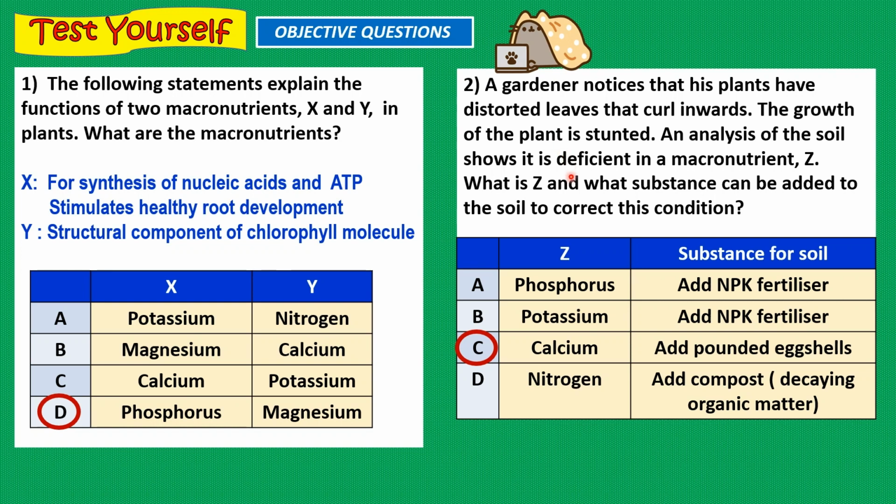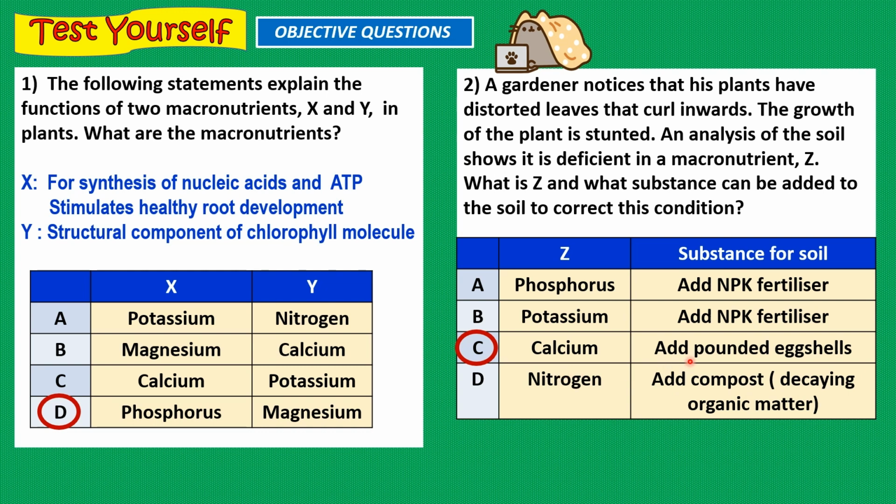Analysis of the soil shows it is deficient in a macronutrient Z. So what is Z, and what is the substance that can be added to the soil to correct the condition? So firstly, we know that distorted leaves that curl inwards is a symptom of lack of calcium in the plant, right?